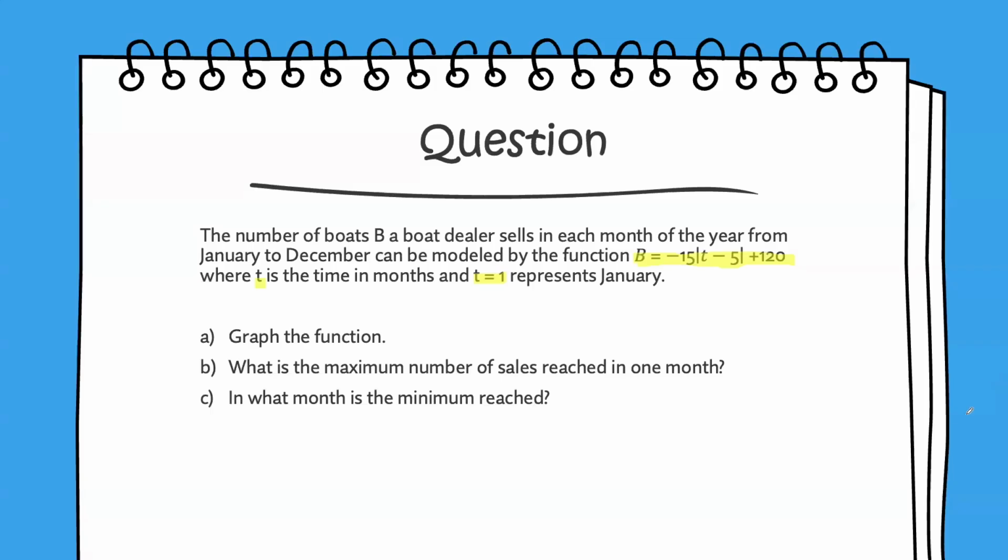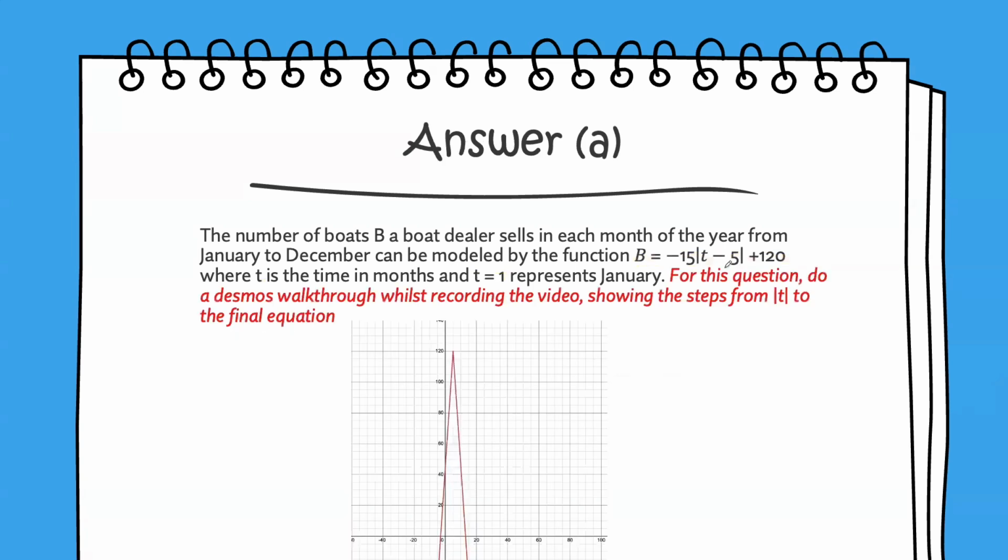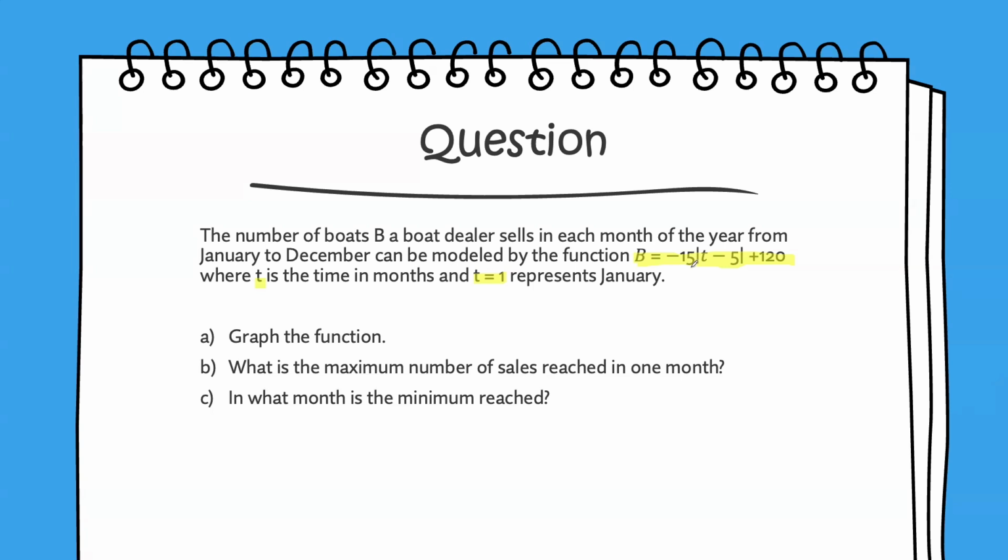So here's an absolute value question. It's an exam question from a past paper. The number of birds that a bird dealer sells in each month of the year, from January to December, can be modeled by this function. So it's an absolute value function that I've highlighted here already, where t is the time in months and t is equal to 1 represents January.